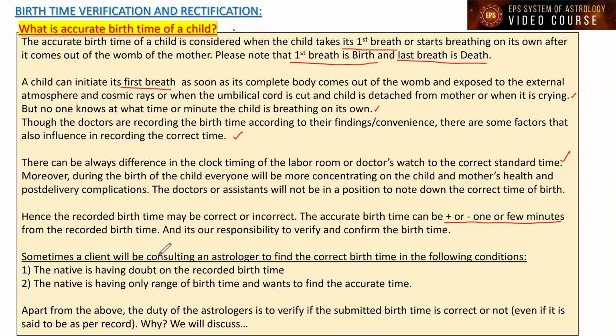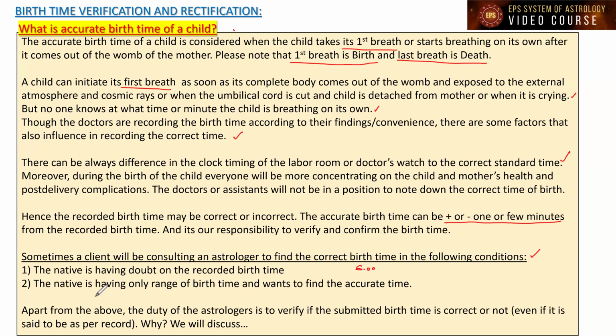Apart from that, sometimes a client will consult an astrologer to find the correct birth time in the following conditions. First, the native has doubt about the recorded birth time. There will be a time recorded by the hospital, or in the house they would have recorded some time, but they will have a doubt about that. Sometimes the time is mostly 6 a.m. or 6:30 a.m., 7 a.m., 7:30 a.m. So it will be a rounded-off time. They would have recorded it that way without knowing the importance of the minutes, so the native may have a doubt on the recorded birth time.